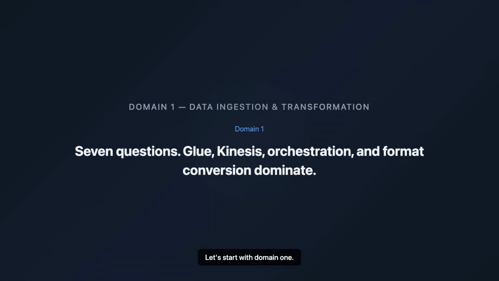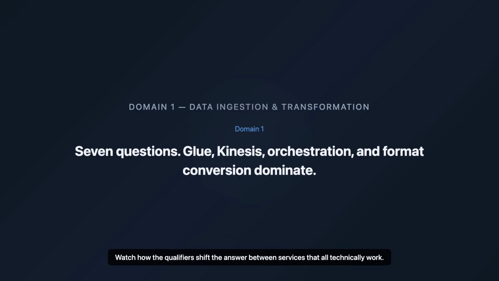Let's start with Domain 1. 7 questions focused on ingestion and transformation. The services you'll see most are Glue, Kinesis, the orchestration trio of Step Functions, Glue workflows, and MWAA, plus format conversion patterns.